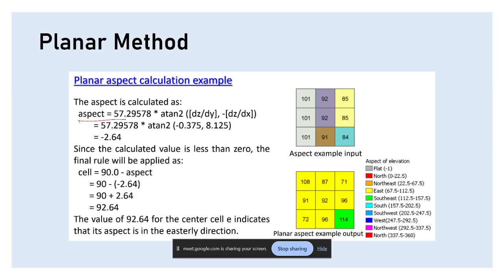Why? Because 92.64 is what, in terms of compass direction? If you remember, this is how north, east, south, west, and this is 90. So 92 is definitely slightly more than this, but then that will be in the east direction. So you can understand that the center cell is in the easterly direction.